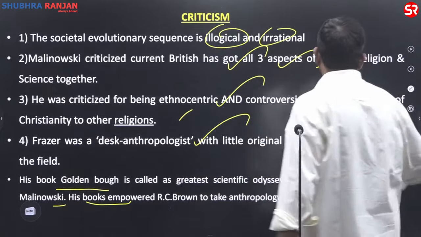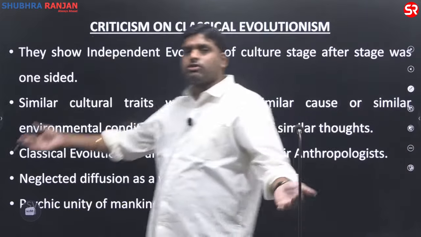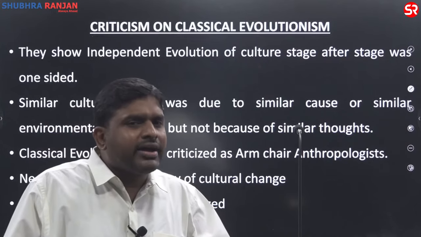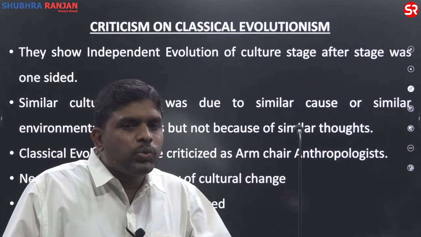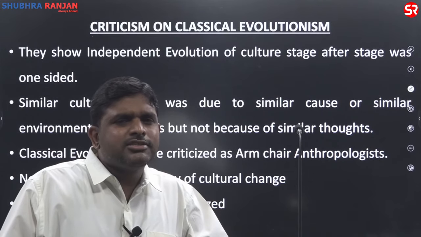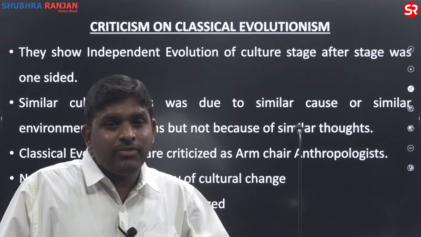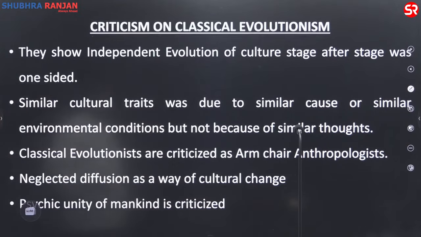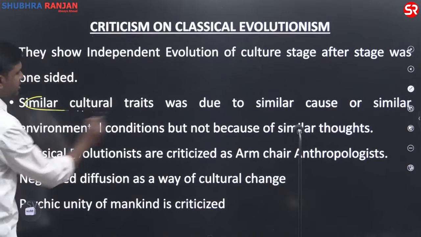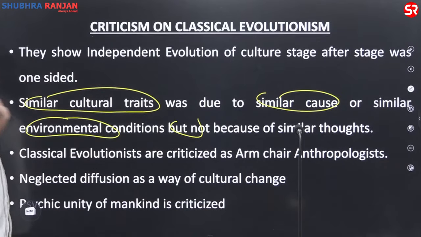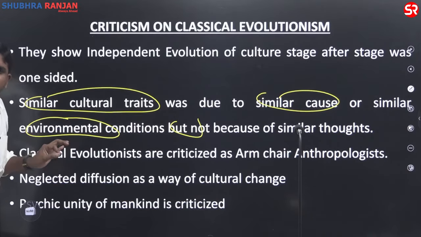Now, criticism on the classical school. Tell me, what is the criticism on the classical school? You told the classical school held psychic unity of mankind. Is it really true? If people have the same needs, then it is necessary that people should think in the same way? Not every time. Similar cultural traits arise due to similar causes or similar environmental conditions. Means there should be a similar cause, a similar environment, then only similar cultural traits will be there.